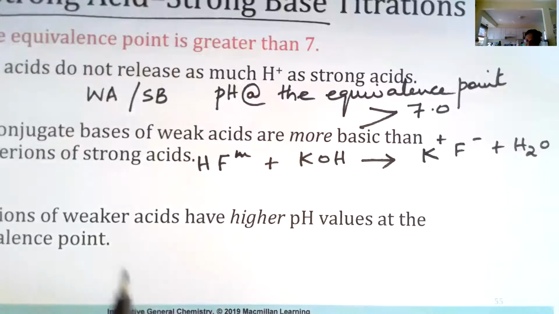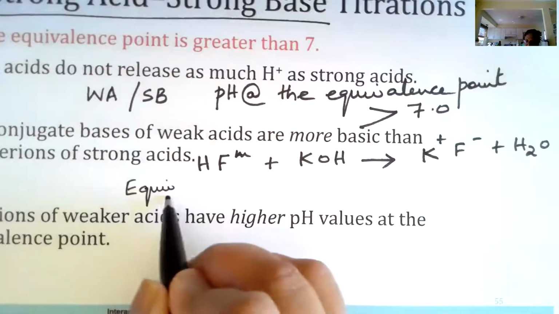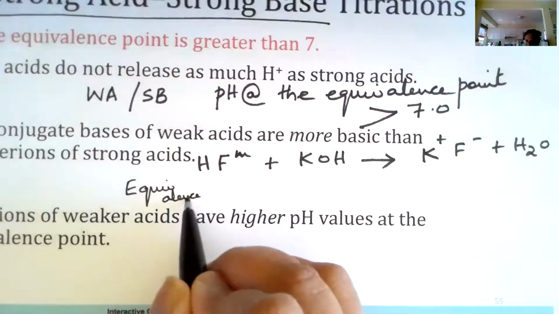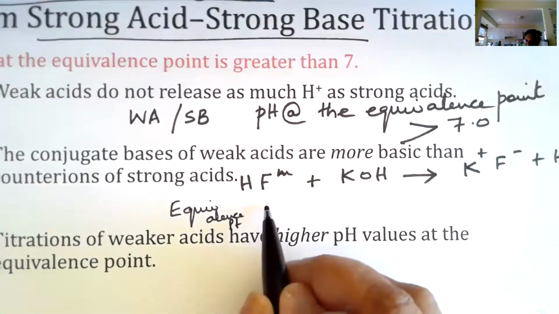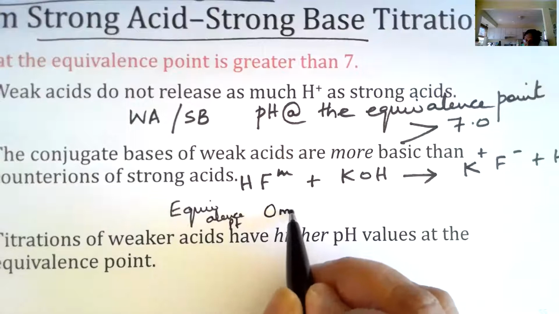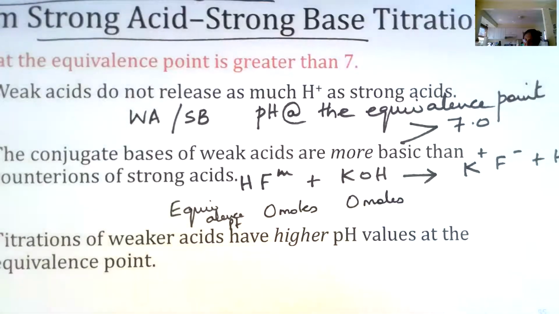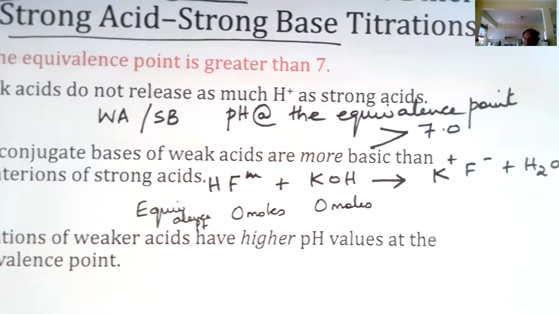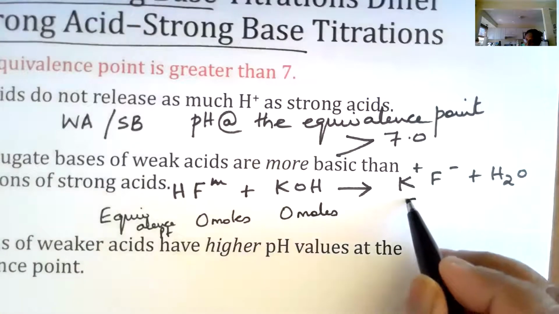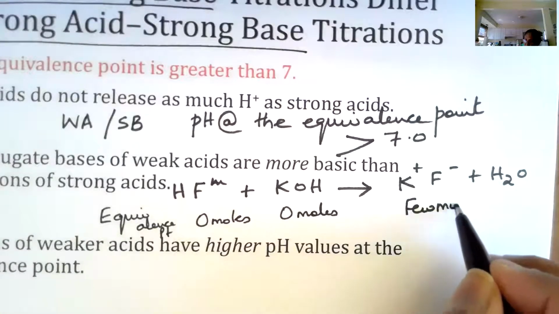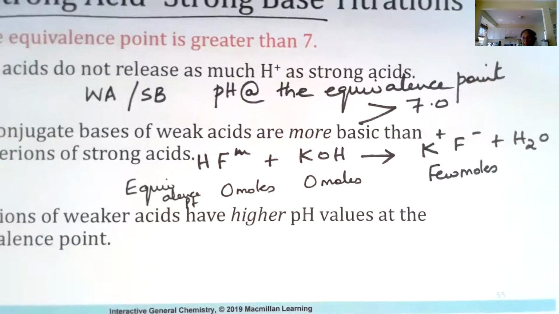Now, at the equivalence point, you'll have 0 moles of HF left and 0 moles of KOH left, and you'll have a few moles of KF left. Okay.